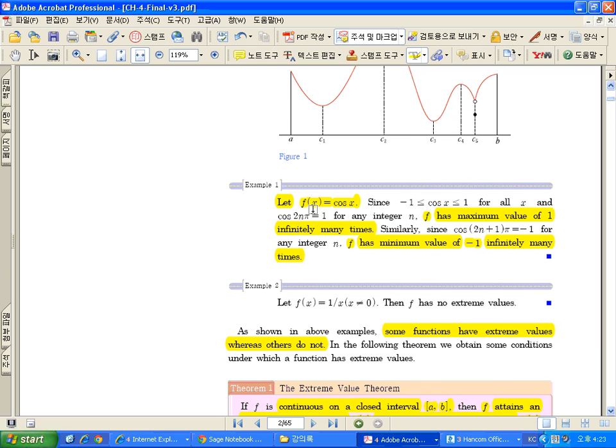Okay. The first example is f of x equals cosine x. Since cosine x is between 1 and minus 1 for all x, and cosine 2 pi is equal to 1, this cosine function has many local maxima, which are actually absolute and global maxima, equal to 1. The cosine x has infinitely many maximums. And also, this cosine function has the minimum value of minus 1 infinitely many times.